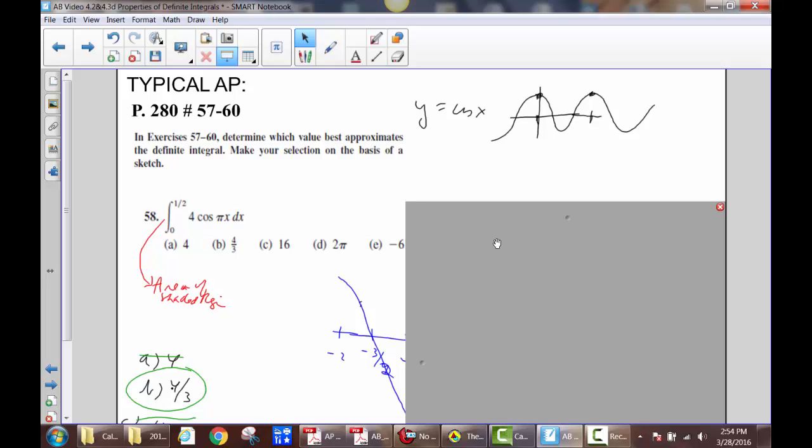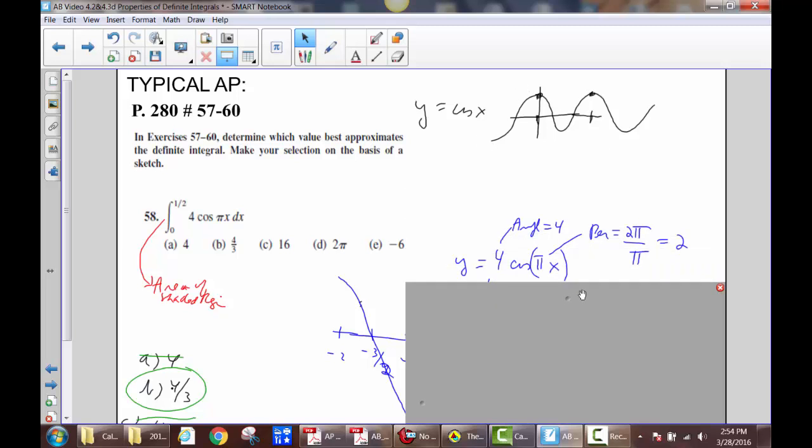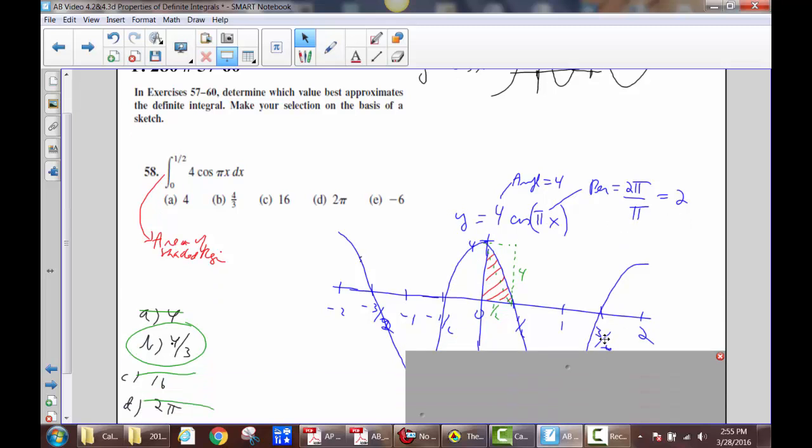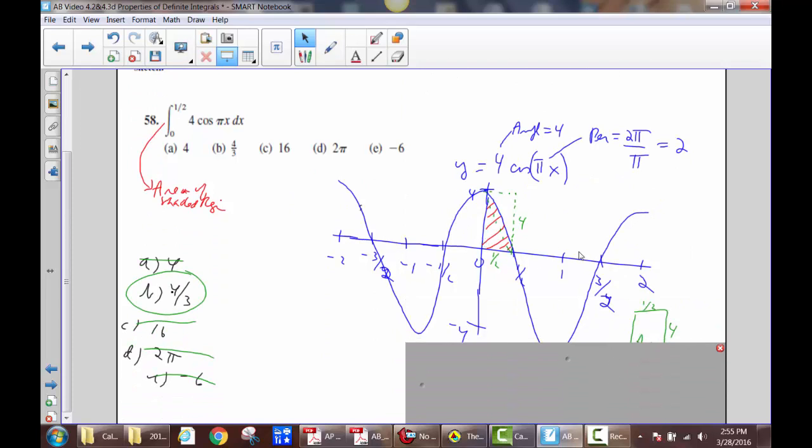Now, what they mean by a sketch, well, of course, here's y equals cosine x. You know that. You should remember from Algebra 2 and Pre-Calc that the 4 represents the amplitude of the function, so it's going to go up to 4 and down to negative 4. The period is 2 pi, the normal period for cosine, divided by this multiplier on the angle, which means the period is 2. Break that up into 4 equal parts, and it goes up to 4.